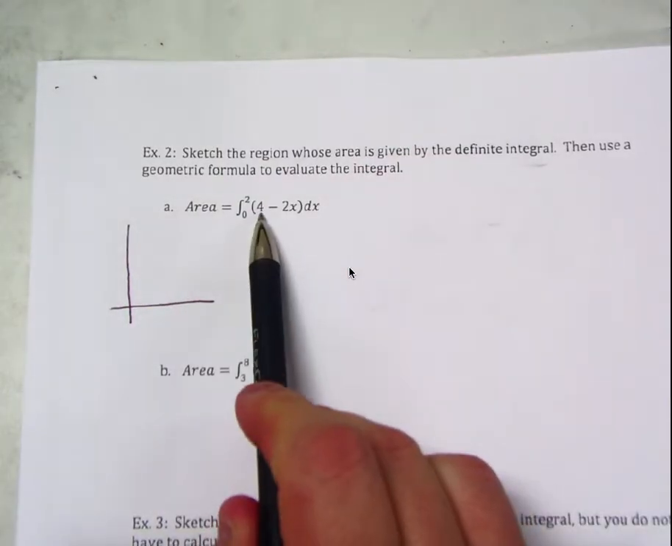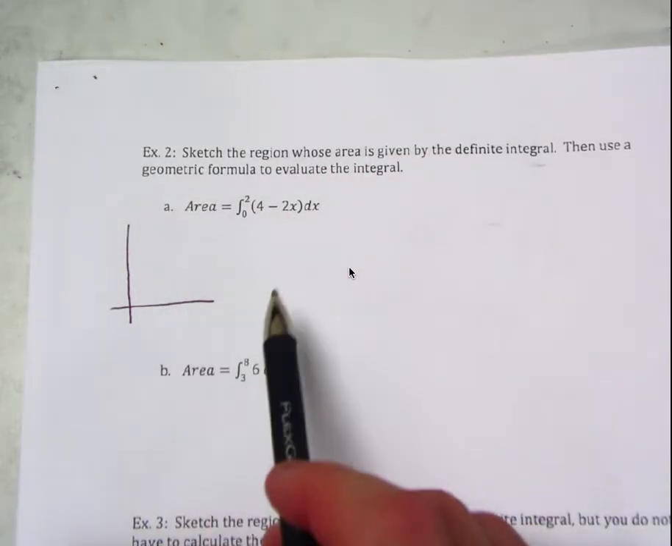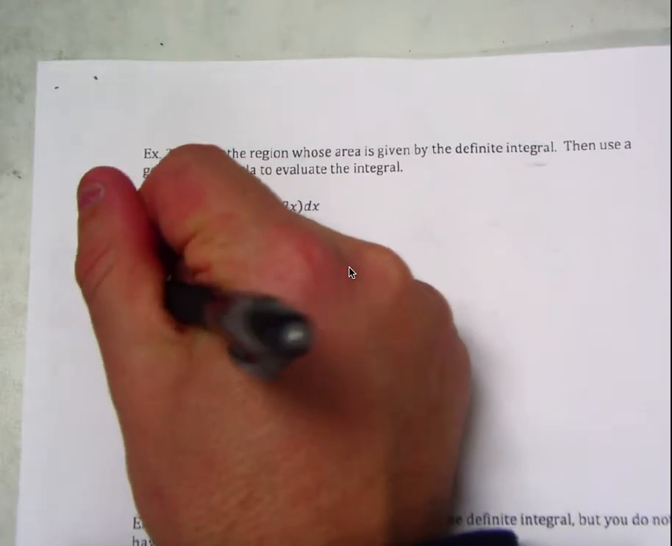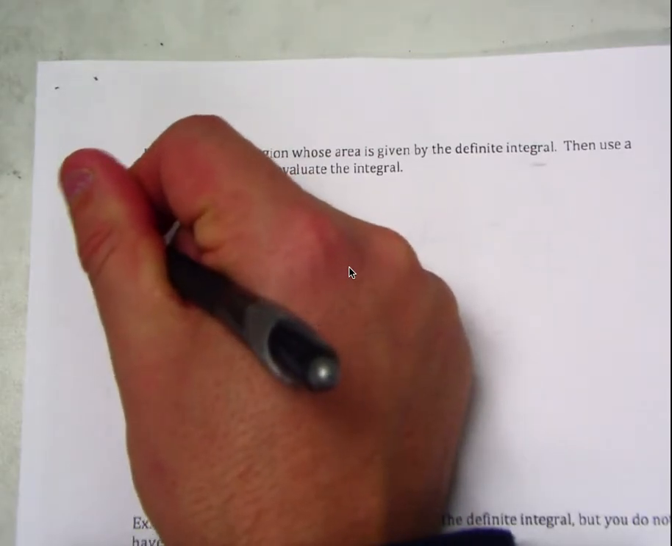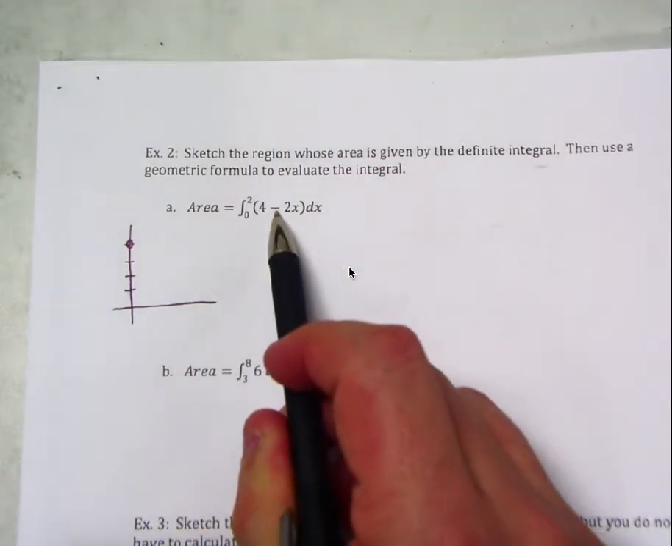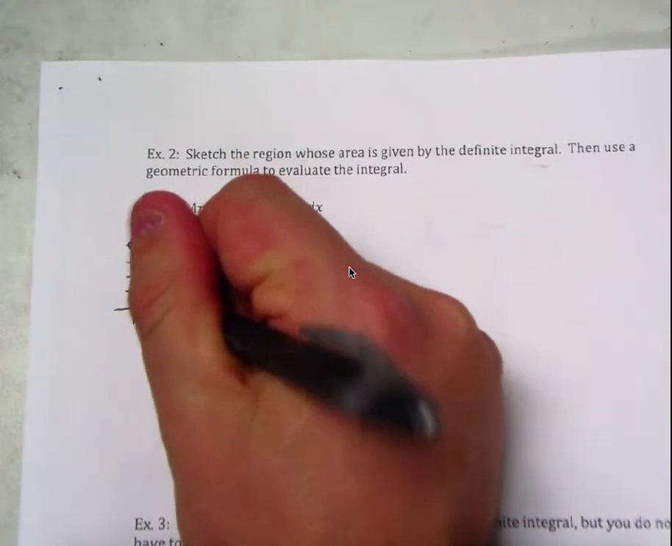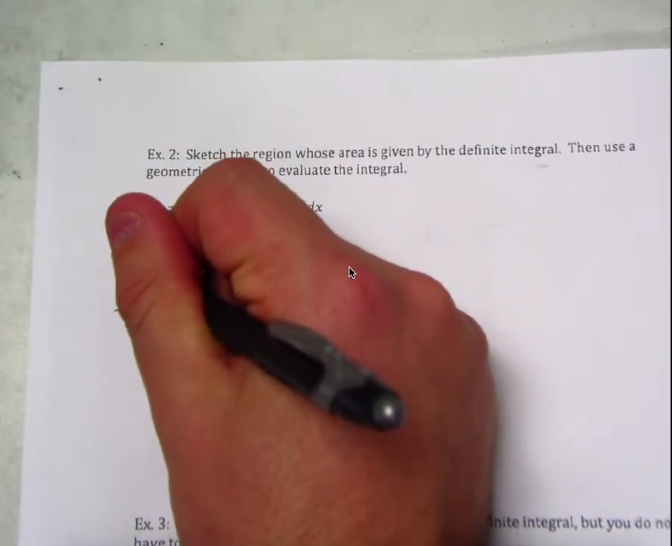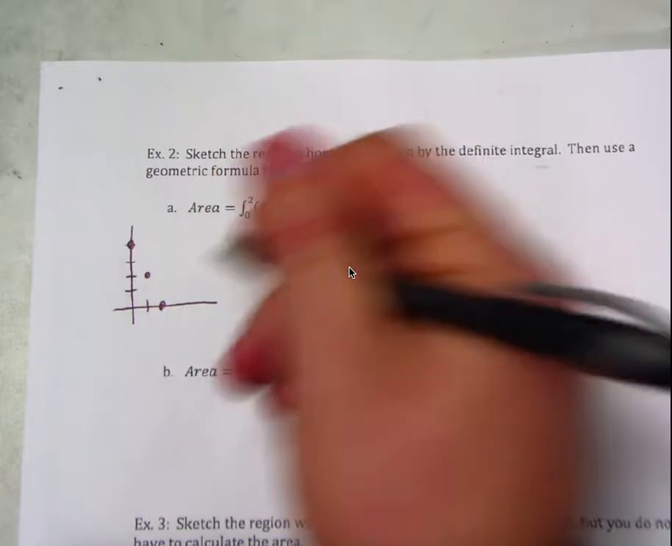So I'm going to first graph the line y equals 4 minus 2x. So the y-intercept is 4. And then the slope is negative 2. So we're going to go down 2, right 1, down 2, right 1. We're going to draw that line.